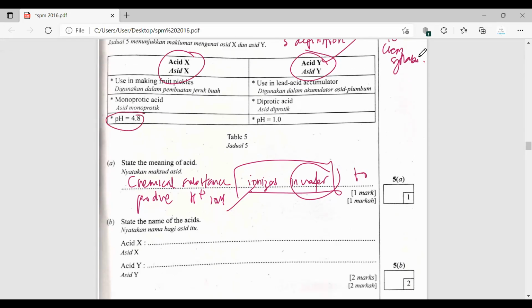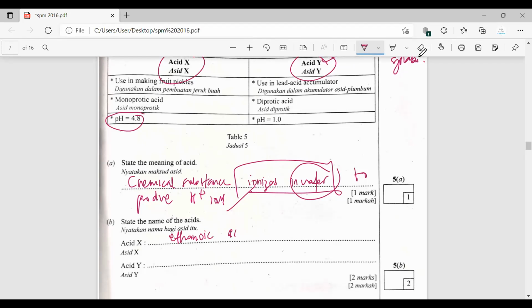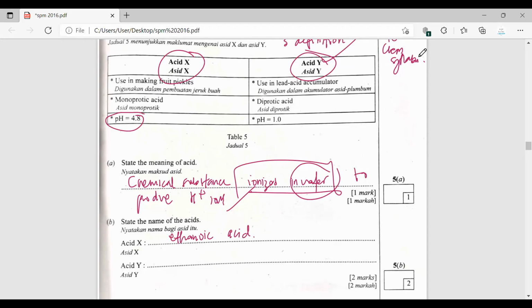Okay, Heyman, what's my acid X and my acid Y? Acid X, sir. Can it be HCl, sir? Kepala otak kau. You look at the pH. It's a strong acid. So this is a weak acid, right? Heyman, say ethan. Correct. You are right. Very good. It's ethanoic acid. Caroline, why is it ethanoic acid? Because it's monoprotic and it's a weak acid.